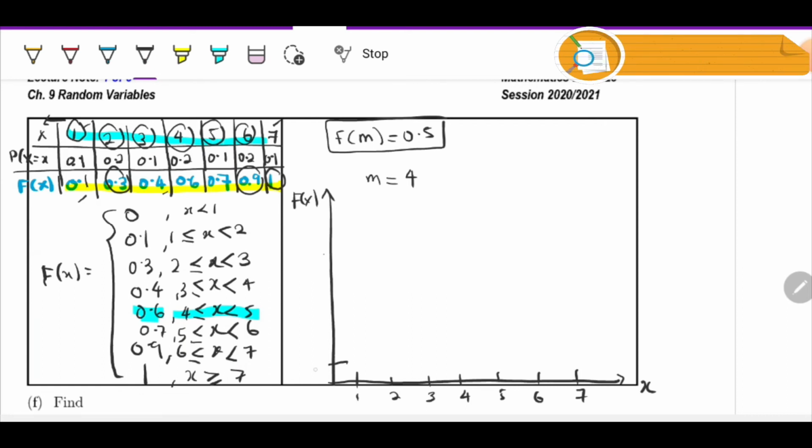So we start from 0.1, 0.2, 0.3, 0.4, 0.5, 0.6, 0.7, 0.8, 0.9 until 1.